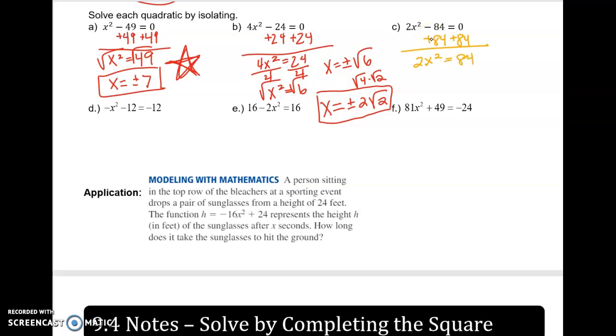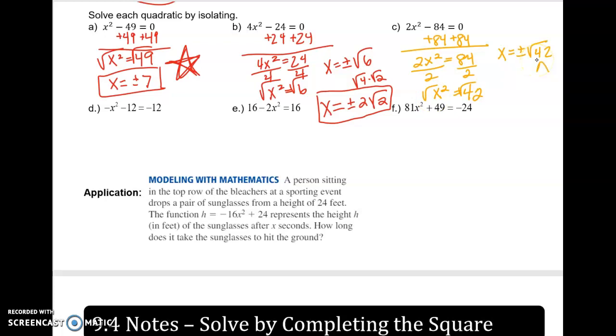2x squared is 84. To get x squared isolated, to get it by itself, you've got to divide both sides by 2. 84 divided by 2 is 42. Once again, that's not a perfect square, so x is equal to plus or minus the square root of 42 when you take the square root of both sides.